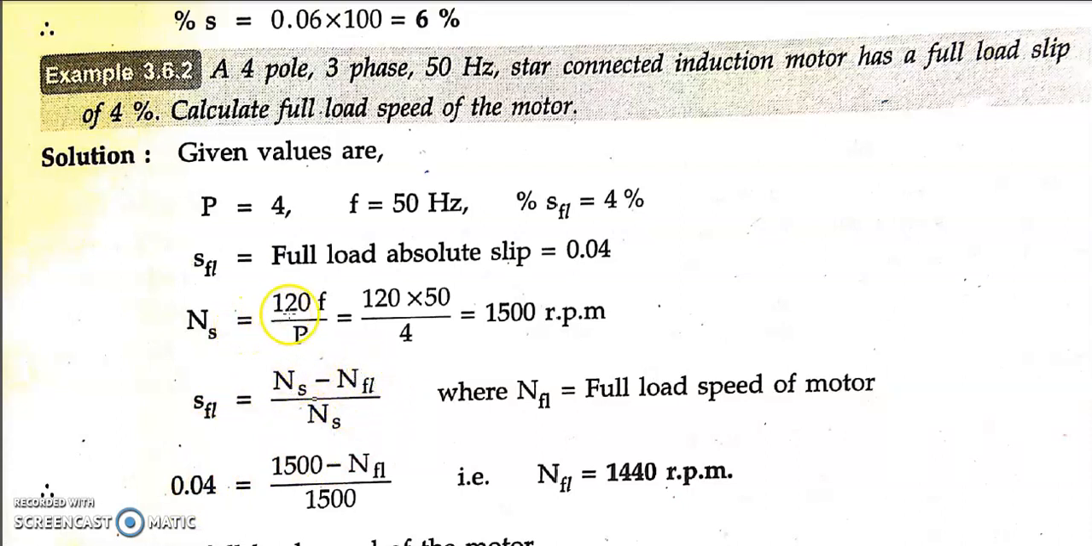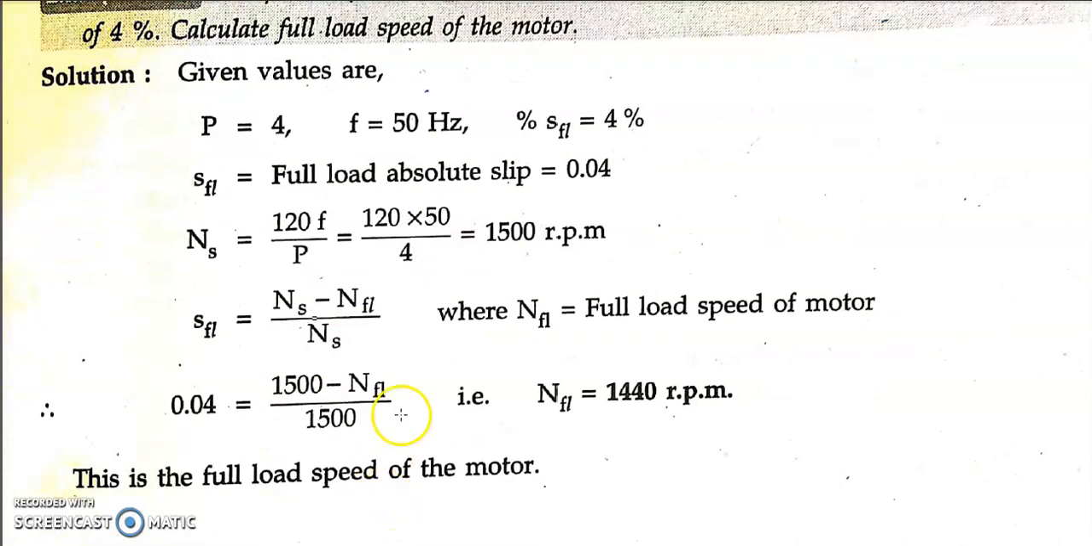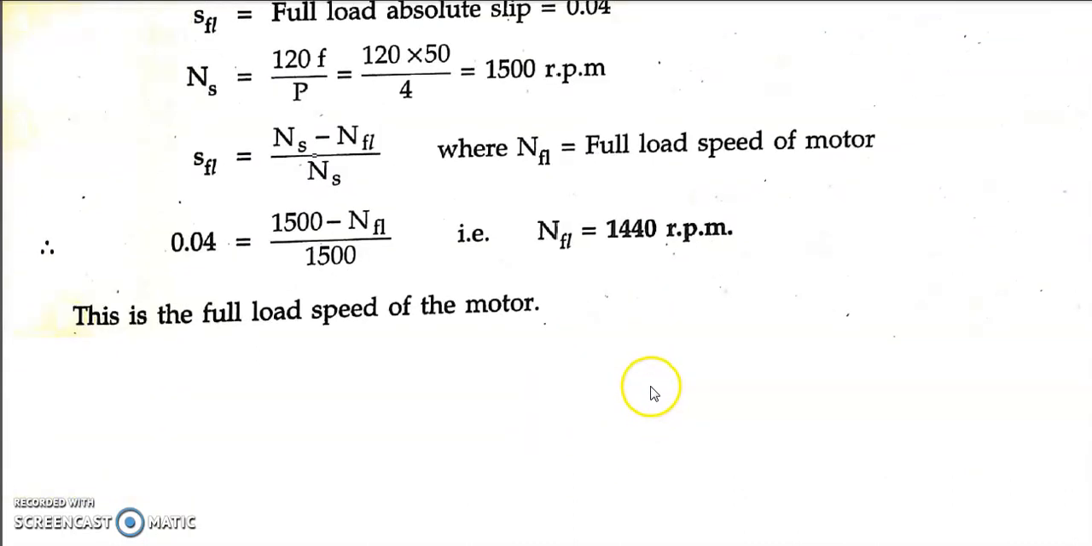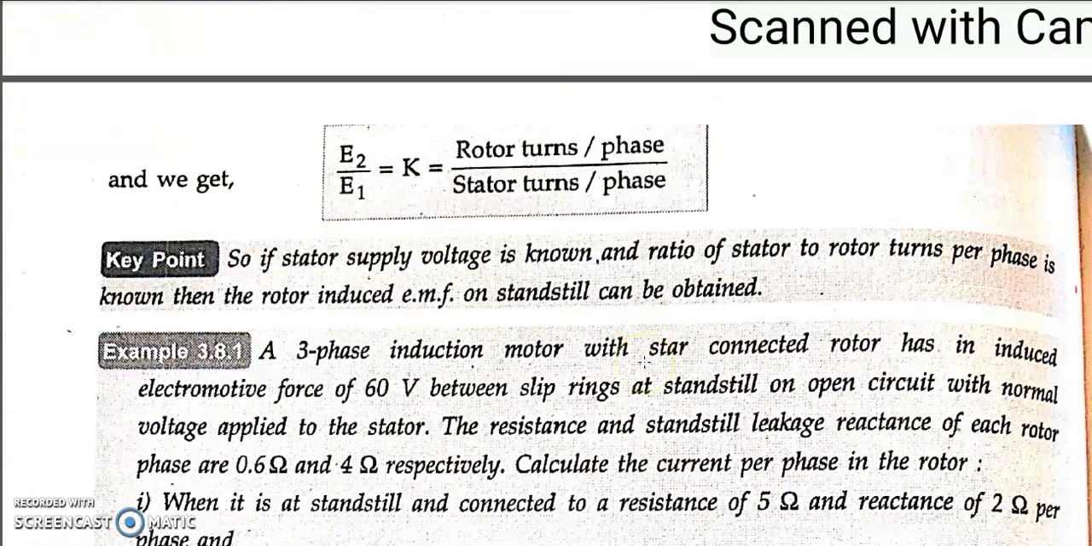The formula you know, Ns equal to 120 f by p. Substitute frequency as 50, p as 4, you will be getting 1500 rpm, and substitute back in the main formula, and again do the calculation. After doing the calculation, your full load speed at full load slip 4% will be 1440 rpm. So this is the full load speed of the motor. We shall go into another problem.